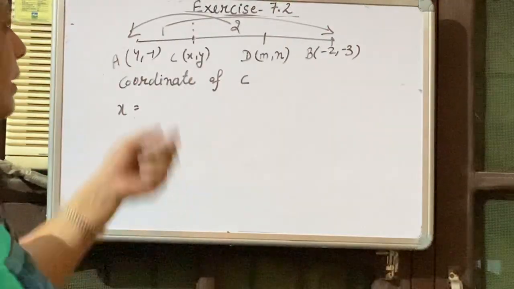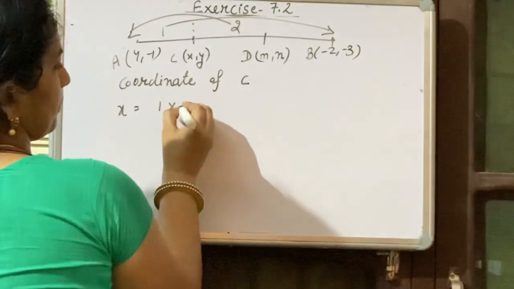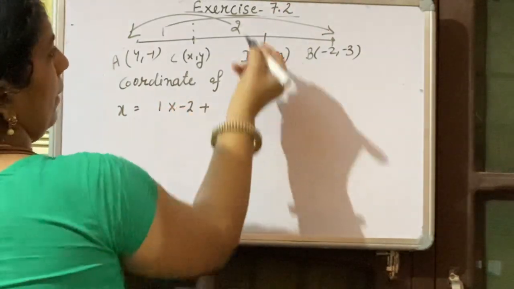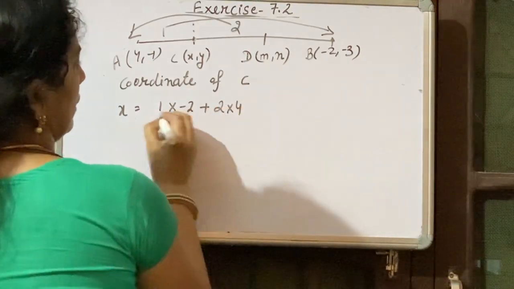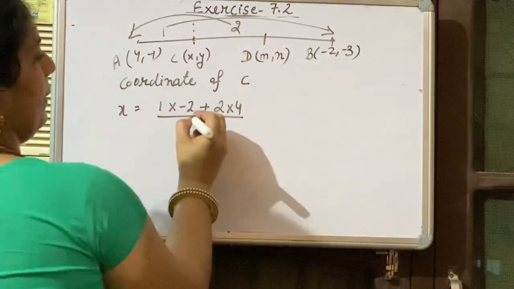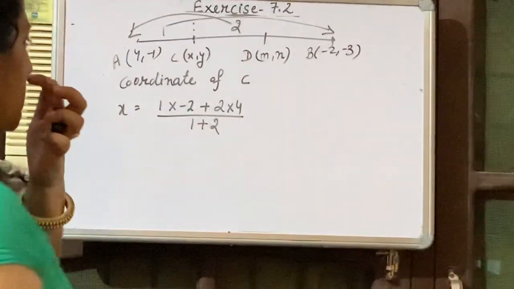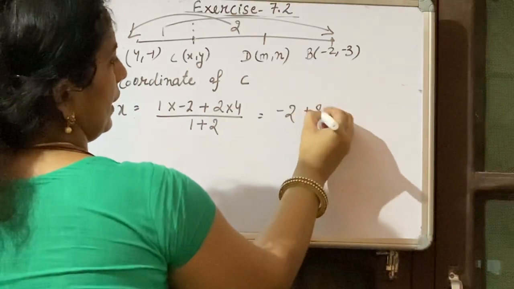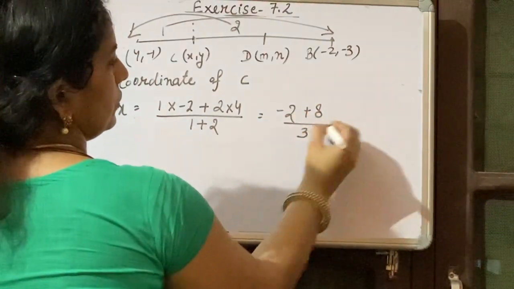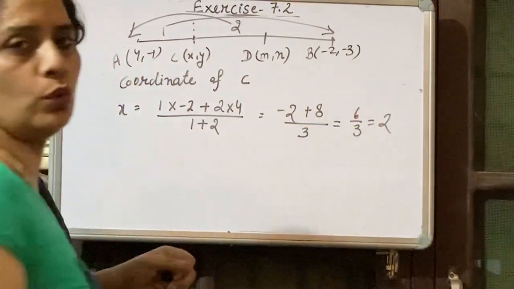So the solution will be multiply 1 by minus 2 plus multiply 2 by 4, divided by 1 plus 2. So the solution will be minus 2 plus 8 divided by 3, 6 by 3, which is equal to 2.